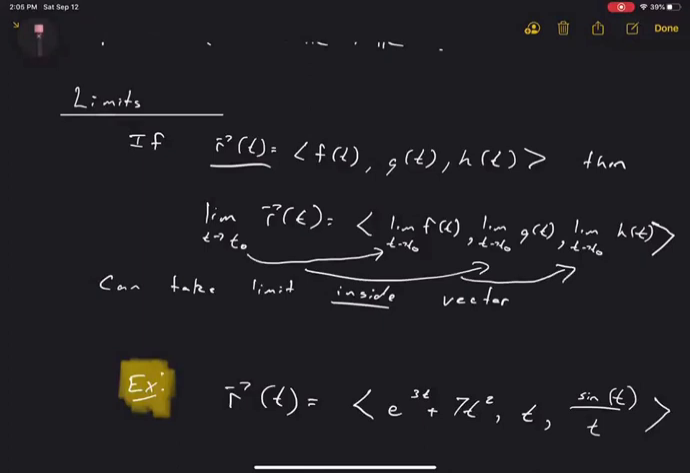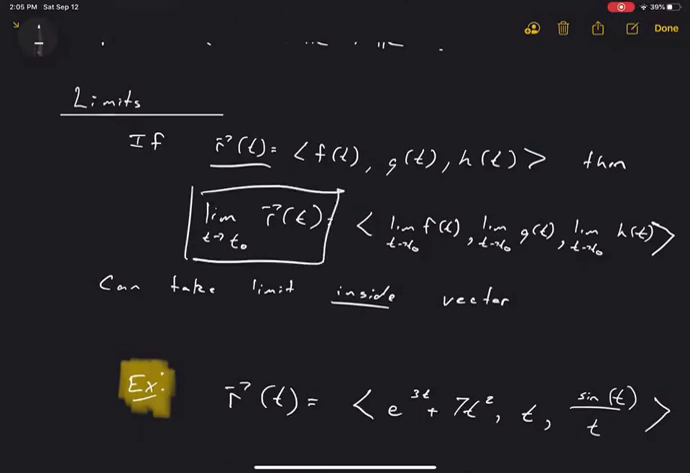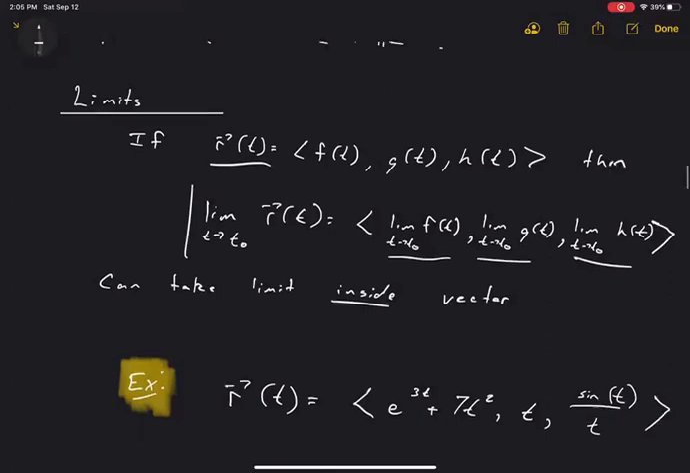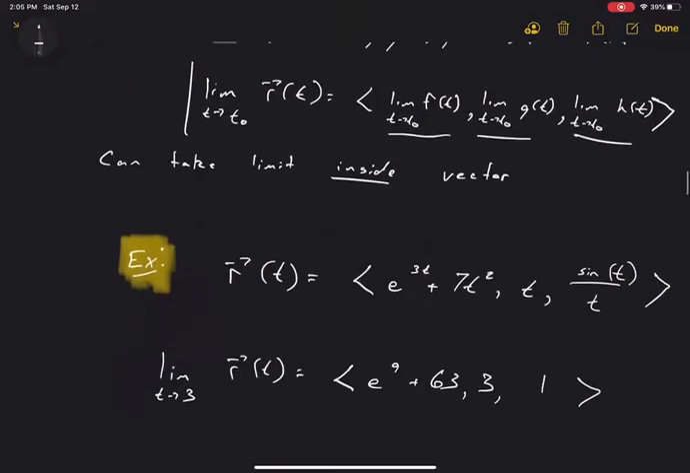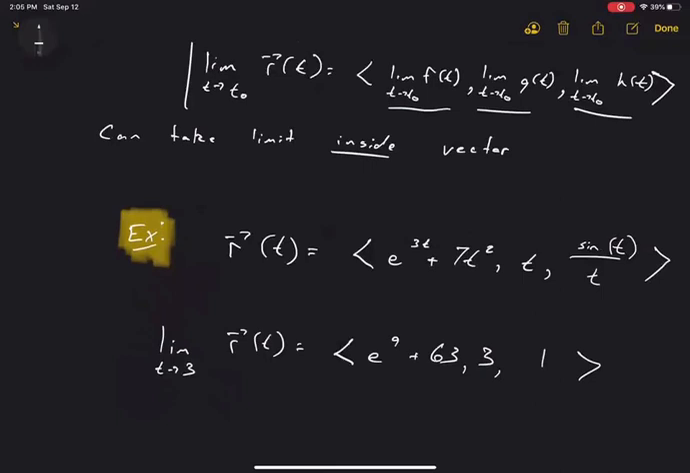Okay, so it works out very nicely. It works out how you would hope: if I see the limit of r(t), I just consider the limit of the components. So we can take the limit inside the vector. So let's consider this first example.